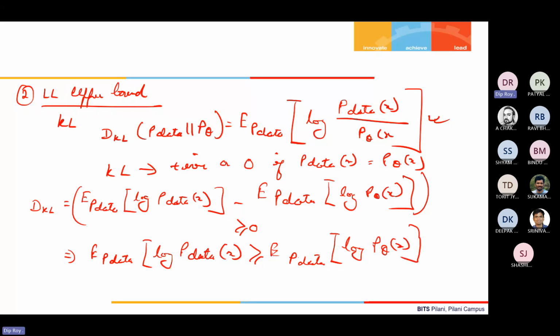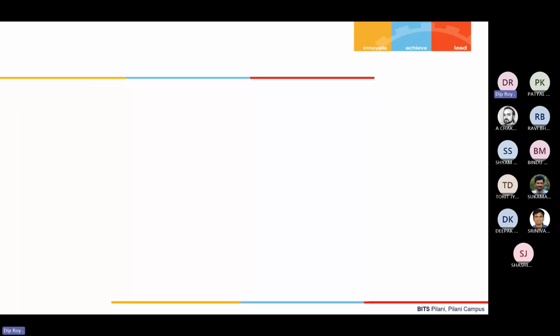So we now know that the log likelihood under the data distribution is always greater than or equal to the log likelihood under the model distribution. So we have this scenario, and now I create the sandwich, which is basically the lower bound and the upper bound. How do I do it? I first take the lower bound. What was the lower bound? The lower bound was this.